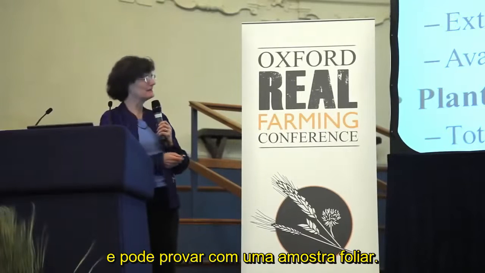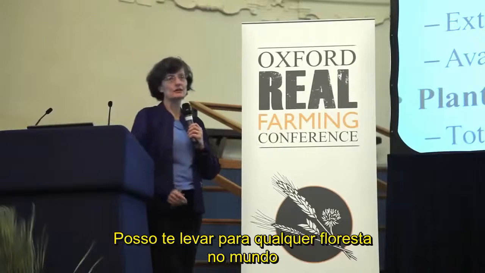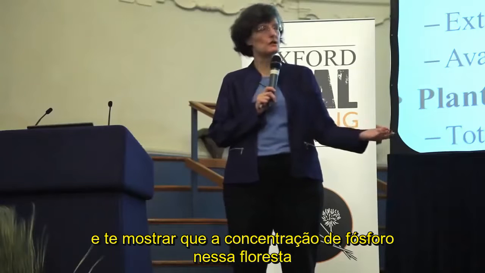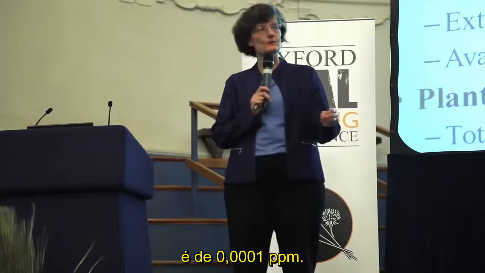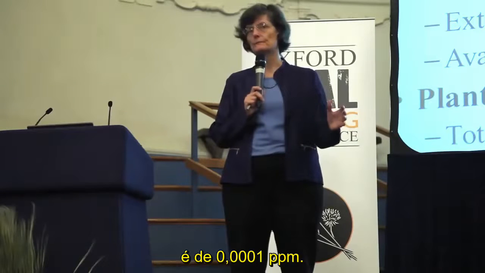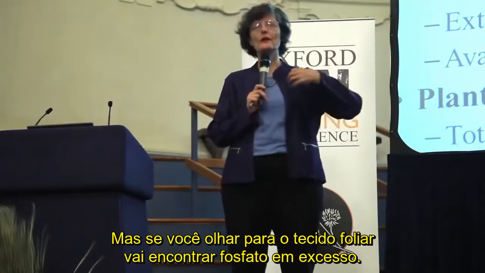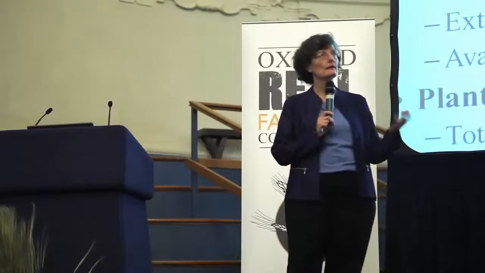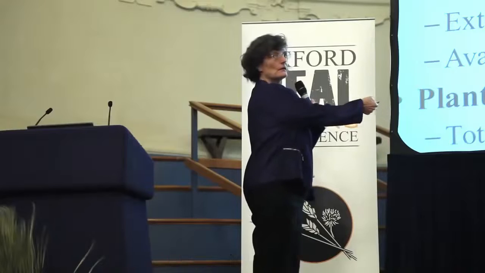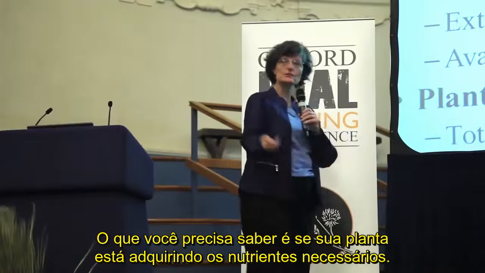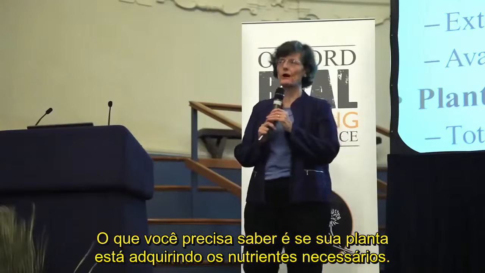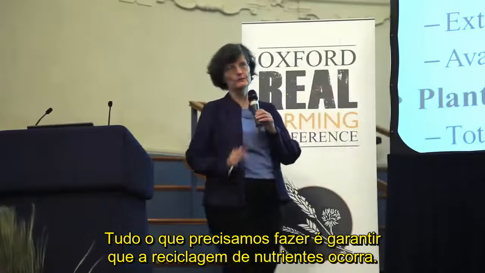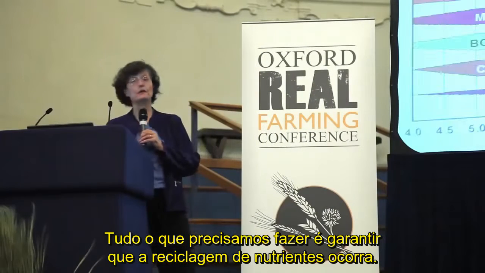And the way you can prove it is what's in your plant tissue. I can take you to any forest system, and I can show you that the phosphorus concentration in that forest is 0.0001 parts per million. But you look in the plant tissue and there is excess phosphate present in the plant tissue. This is meaningless. What we need to know is, has your plant taken up the nutrition that it requires? And your plant is doing that every second of every day. All we have to do is make sure that nutrient cycling process is occurring.